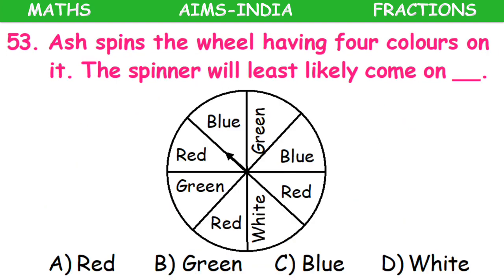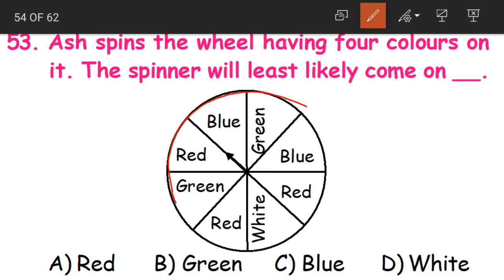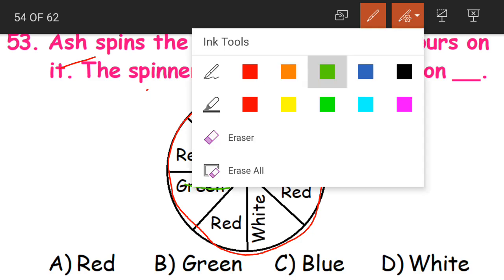Next question. Ash spins the wheel having 4 colors on it. The spinner will least likely come on. Now here can you see the different colors, children? Yes. So what are they having? Ash, what did she do? She spun the wheel. Now which color will the spinner least likely come on? That means this arrow will come least likely on. So we need to find out the color that is the least here. Now if you look at green, green is repeated twice. Yes.